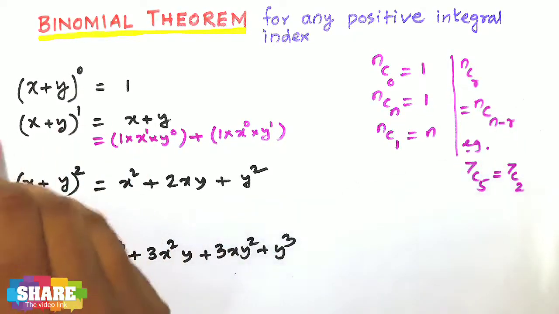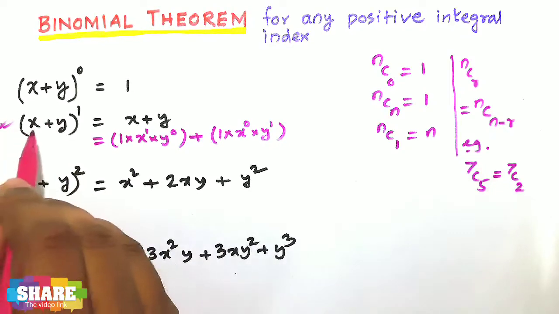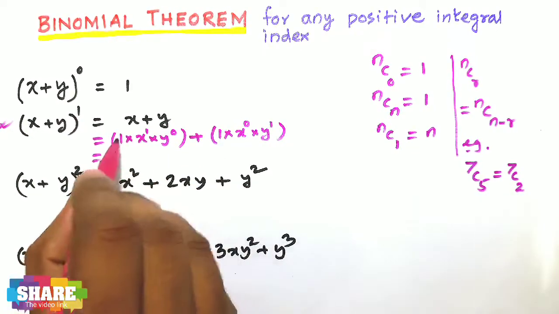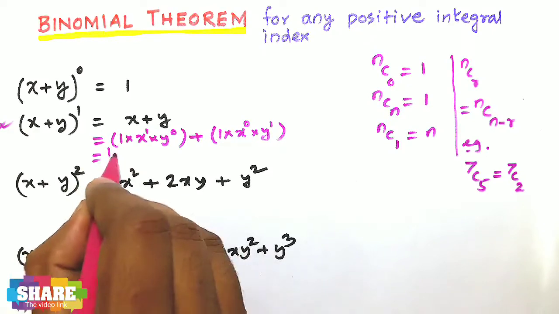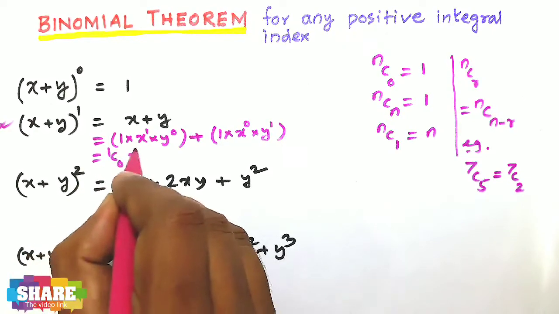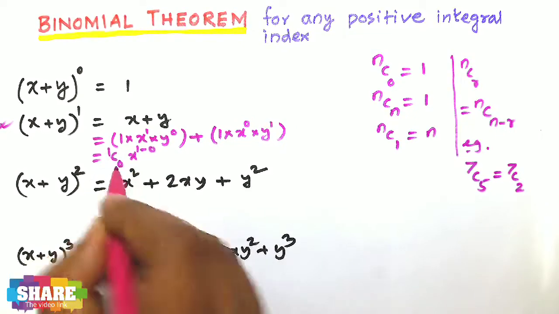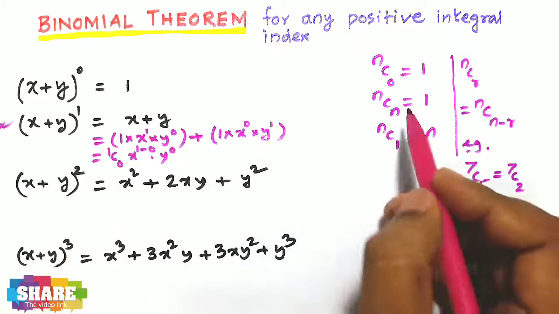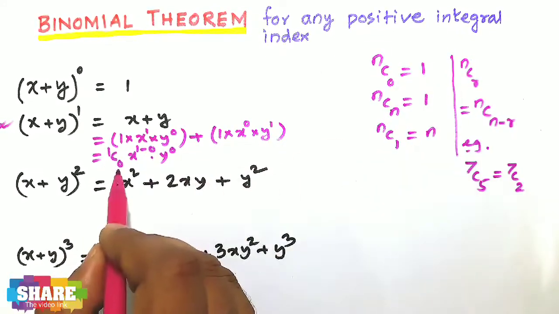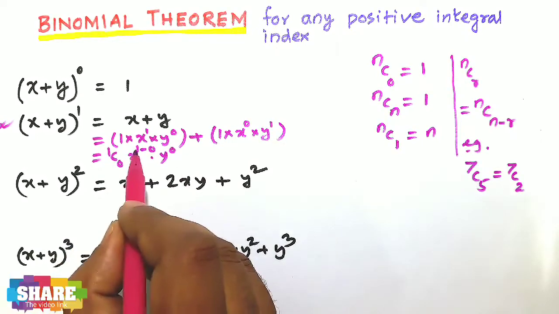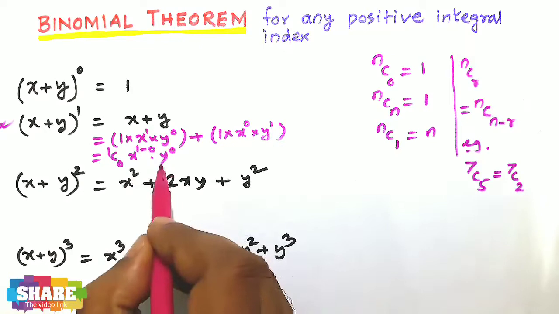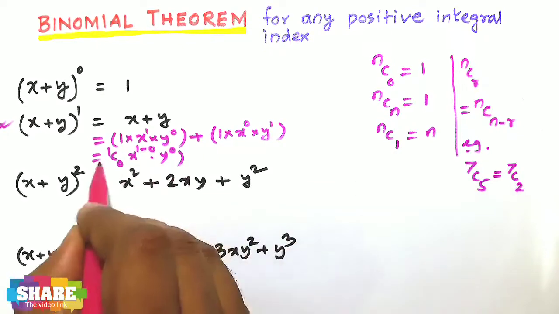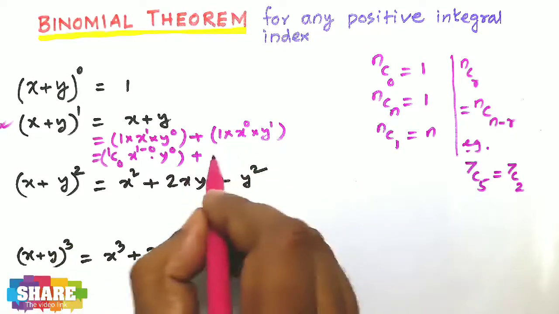Now friends, in the second example, the second formula, (x plus y) to the power 1, which is x plus y, can be written now. This first one can be written as 1C0, x to the power 1 minus 0, into y to the power 0. Can I write 1C0? You know, nC0 is equal to 1, so 1C0 is also 1. And x to the power 1 minus 0, obviously x to the power 1 again, and y to the power 0 as usual. This is the first term written here.